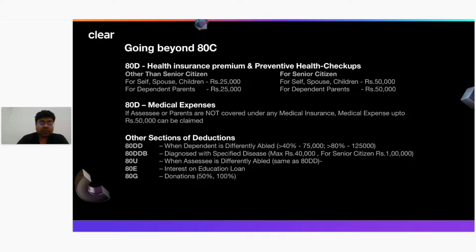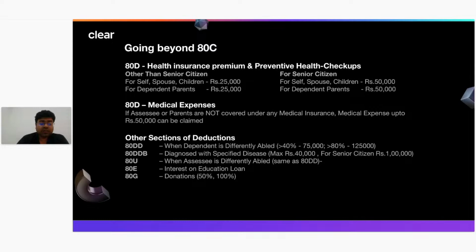Now, in case the taxpayer's parents are not covered under any medical insurance, then medical expenses up to 50,000 rupees can be claimed instead of medical insurance. But make sure your parents are not covered under any medical insurance, be it a group policy, an independent policy taken by you, or any policy extended by the employer. If they are covered under any medical insurance, then medical expenditure cannot be taken.